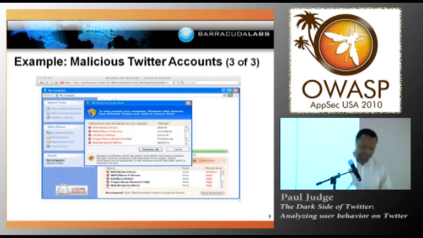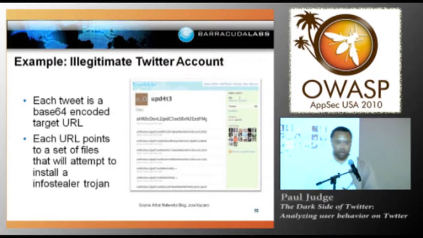And there are several other examples. This is an example that the guys over at Arbor pointed out of someone using Twitter for command and control. So it's interesting that we know this activity is happening. There's a question of what is the scale of it, and then are there things that we could do to identify these people and these accounts.